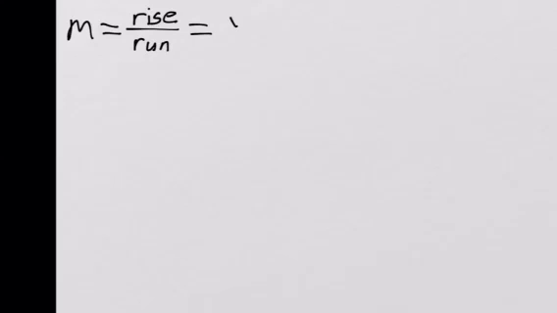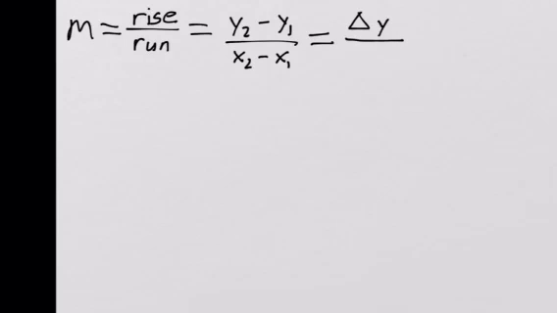Putting that in more mathematical terms, we'll do y2 minus y1 over x2 minus x1. So the y-coordinate of the second point minus the y-coordinate of the first point divided by the x-coordinate of the second point minus the x-coordinate of the first point. Which you will sometimes see written using the Greek letter delta to indicate change: delta y divided by delta x. But we can actually do that when we have some points.